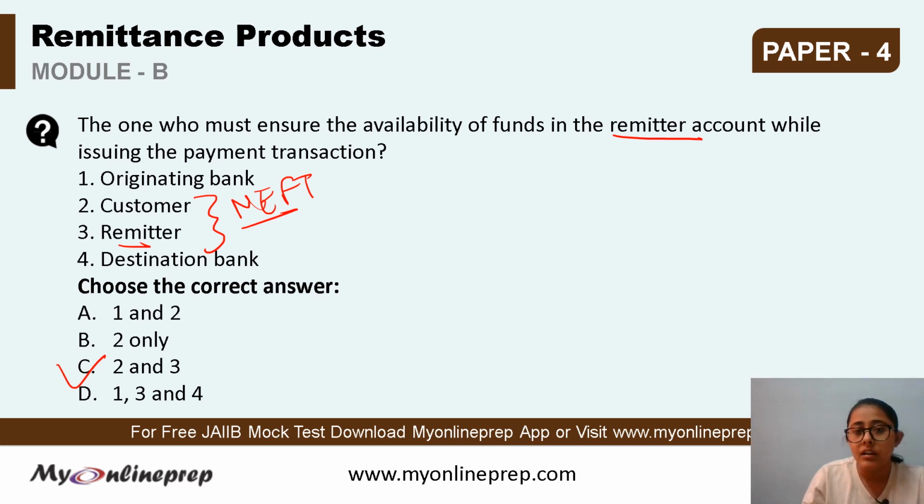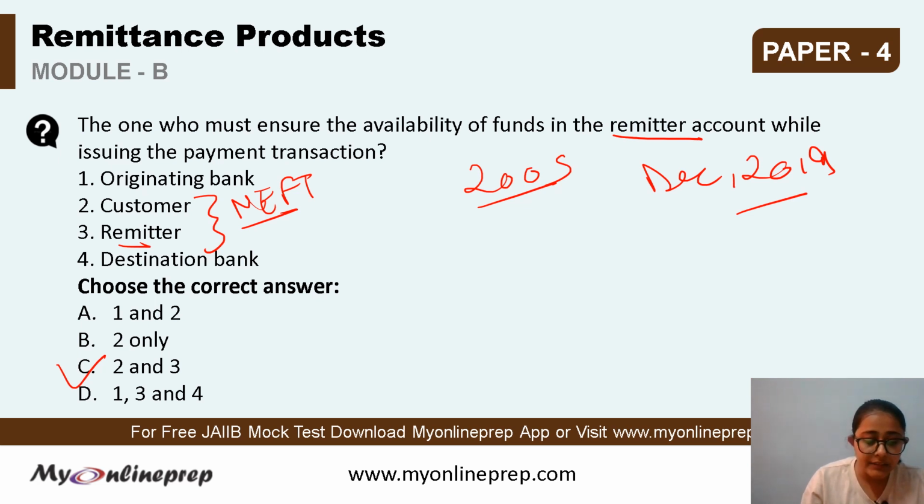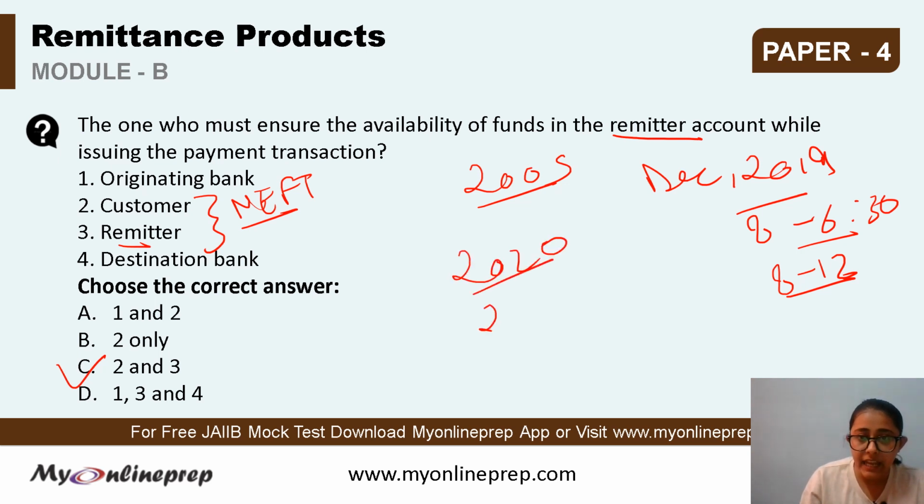Now, if we want to see some basic information or some changes made in the NEFT guidelines: NEFT was started in 2005, and before December 2019, it was not on a real-time basis. That is, the RBI had fixed timings during which NEFT transactions could be processed. It was between 8 a.m. and 6:30 p.m. on business days, and 8 a.m. to 12 p.m. on Saturdays. However, since 2020, NEFT transfers can be done 24/7. There are no fixed timings as before. So RBI has made these changes starting from 2020.